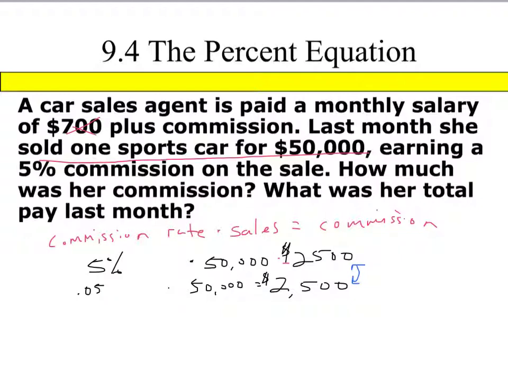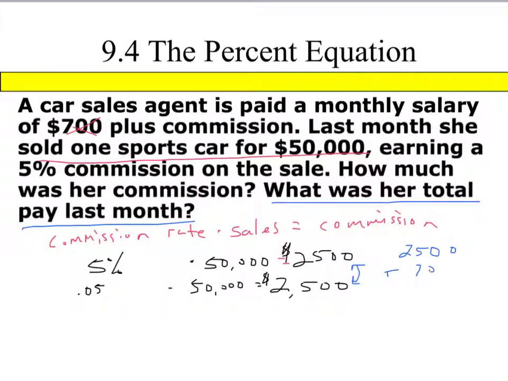Am I done? No, because then the question goes about saying, what was her total pay last month? Well, she makes $700, okay? Makes $700 plus commission. So you take that $2,500, which is your commission. You're going to add $700, and what do you get? $3,200. Not bad for 1 month, I would say, or one sale even too. She just made one sale out of that. Nice. Okay, so $3,200.